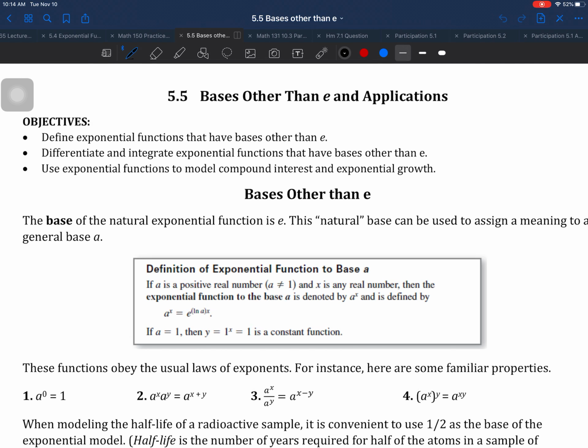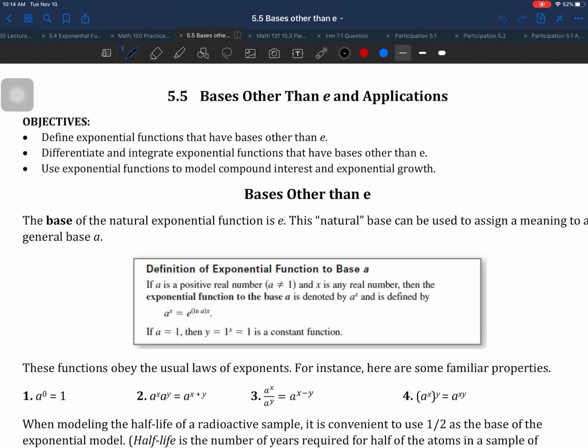The objectives are to define exponential functions that have base other than e, differentiate and integrate exponential functions that have bases other than e, and use exponential functions to model compound interest and exponential growth. All right, let's begin by defining these exponentials other than e.